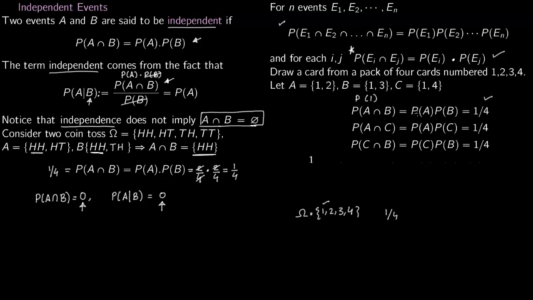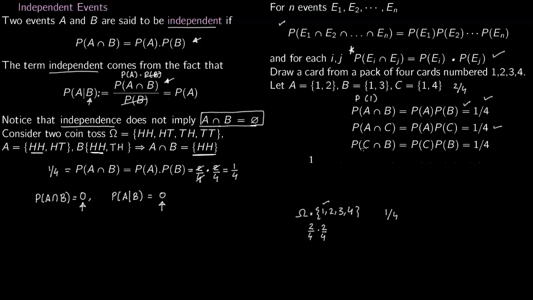So probability of A is, there are 2 elements here, so it is 2 by 4, and probability of B is also 2 by 4 because there are 2 elements here. So you multiply these two, you also get 1 by 4. So this equality holds. A intersection C again is 1, so probability of 1 would be 1 by 4. Probability of A is 2 by 4. Probability of C is again 2 by 4. There are 2 elements here, and there are 4 elements in the entire sample space. So probability of C is 2 by 4. So again you get 2 by 4 times 2 by 4 is 1 by 4.